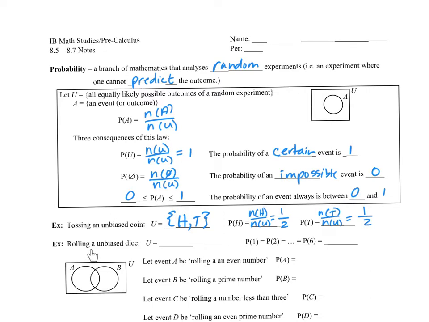How about the example of rolling an unbiased dice? Of course, that's a cube. It has 6 sides, so let's just assume it's a normal dice that you're used to seeing. So that means our possible outcomes in the universal set would be 1, 2, 3, 4, 5, and 6, okay? Now, the probability of rolling a 1 or a 2 or 3 or 4 or 5 or a 6, well, there's only one of each of those numbers and there are 6 possible outcomes, so the probability of rolling any of those numbers would be 1 out of 6.